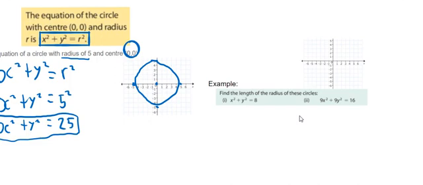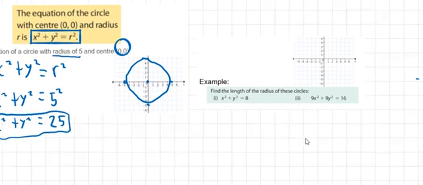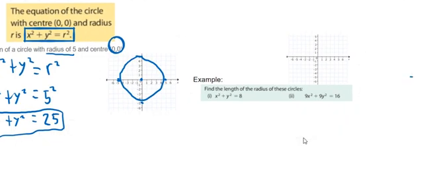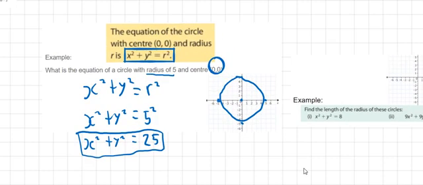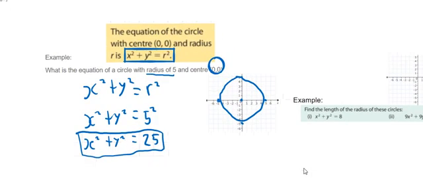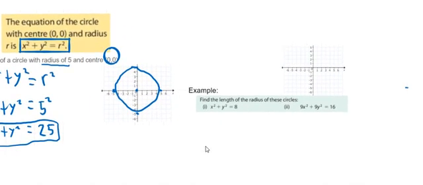Right, so let's look at these two examples over here. Find the length of the radius of these circles. It's like you're given the answer from the first example, and you're asked to work backwards to find out what the radius is.